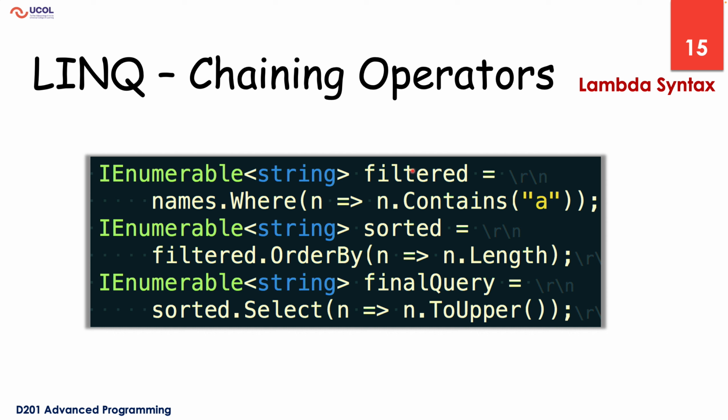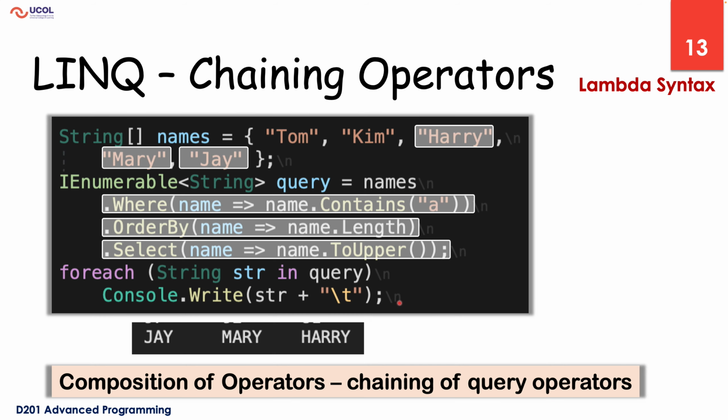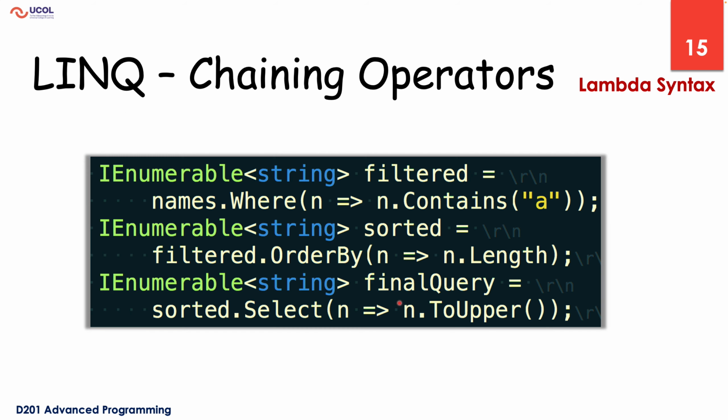And now sorted is equal to filter, where we apply another order by clause on the filter, so filter dot order by n dot length. And then we can write them separately, or we can write them in the one form that we have written before. If we write in this composite form, then we do everything as it is, so there is no way that we can modify that particular behavior.